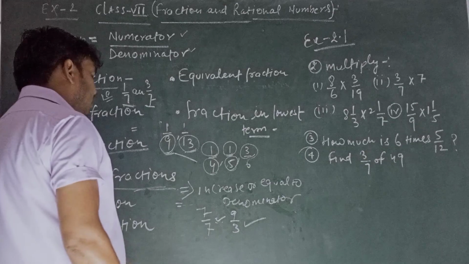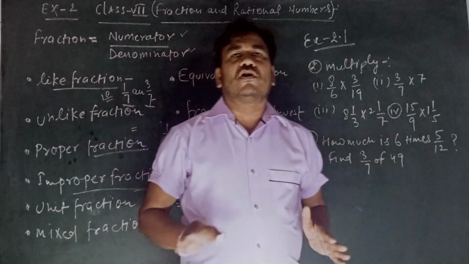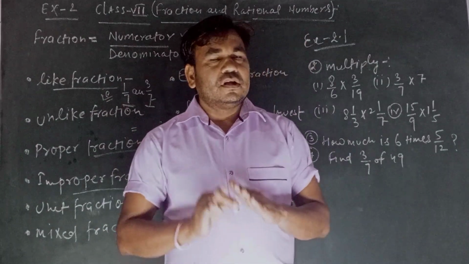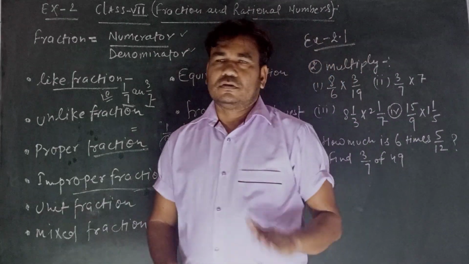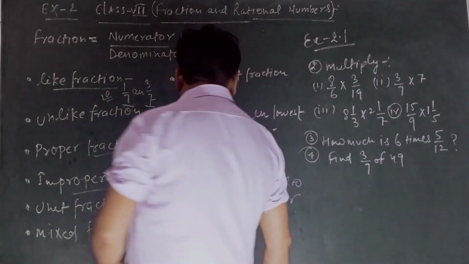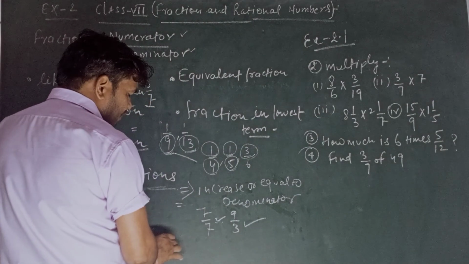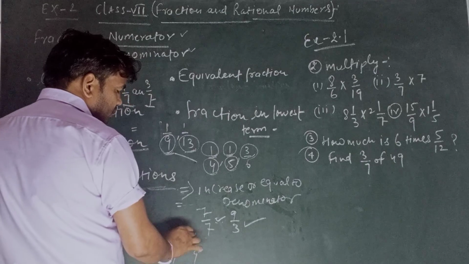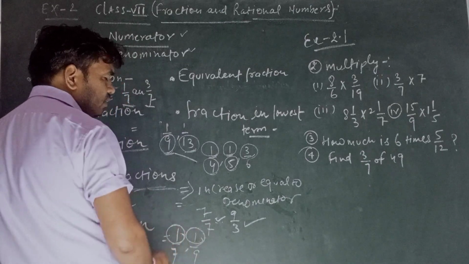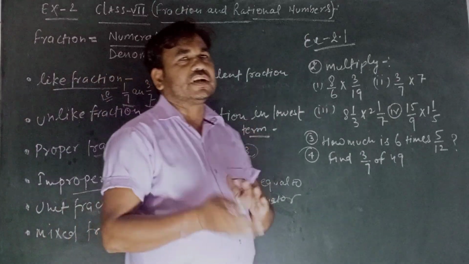Now you should know about the unit fraction. In a unit fraction, the numerator should be 1. That is the unit fraction, students. You see, in unit fractions like 1 over 7, 1 over 9, the numerator should be 1. That is called a unit fraction.